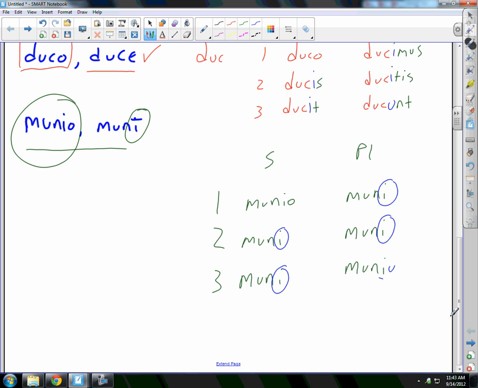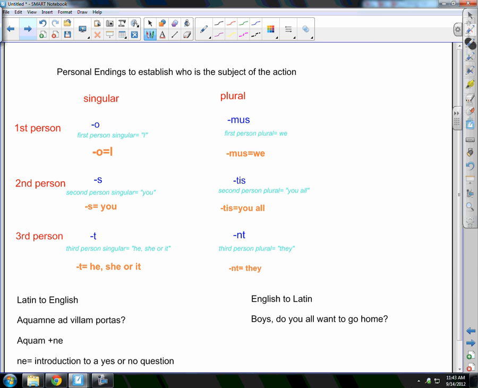After I've done that, then I can add my personal endings: S, T, mus, tis, and nt. And that's how I conjugate the verbs in the first, second, third, and fourth conjugations. Now, personal endings are very, very important. The personal endings that we have are O for the first person singular. Later on, we will use the letter M, but for right now, you just have to remember the letter O. Letter O is I. The I is the subject of that sentence.